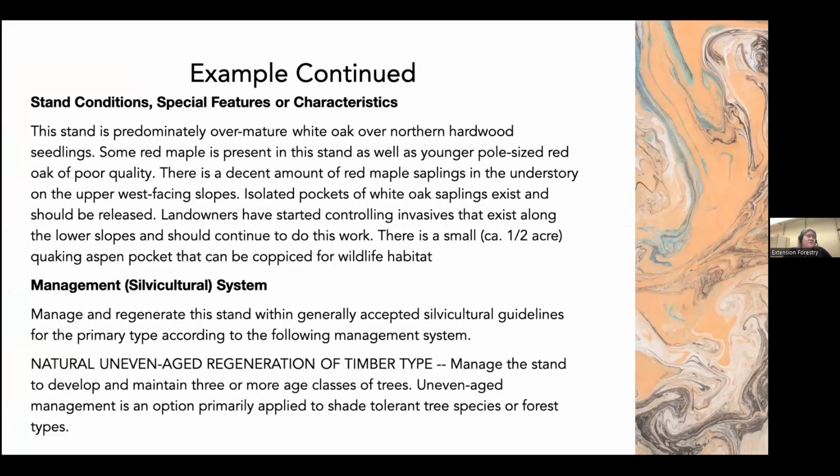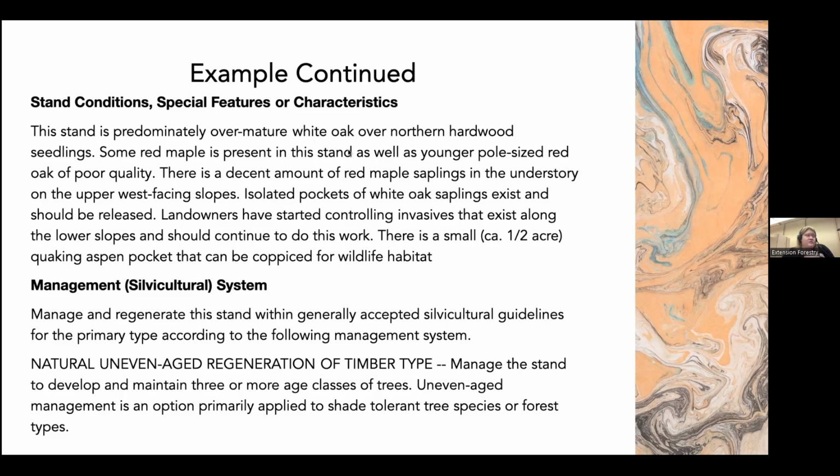Okay, so then the next part, this is actually the next two parts. And again, I'll send this out, so if you don't have a chance to read all of this, that's okay. But it just generally talks about the condition of that stand. It has a lot of over mature white oak, so older trees, and then the red maple is younger, but it's not in great quality.